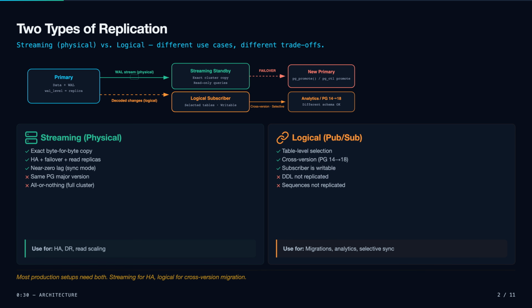Streaming: exact copies, near zero lag, failover capable. But all or nothing and version locked. Logical: table level control, cross version PG 14 to 18, writable subscribers. But DDL and sequences are not replicated. Most production setups need both. Streaming for HA, logical for migration.